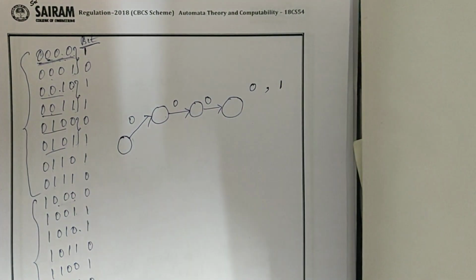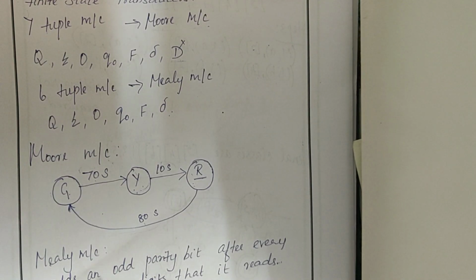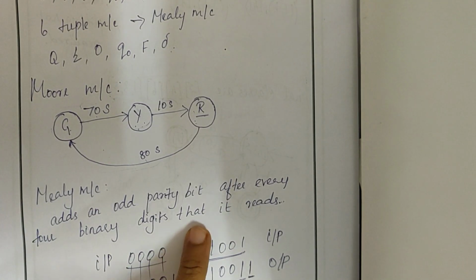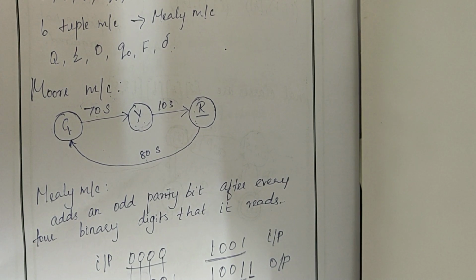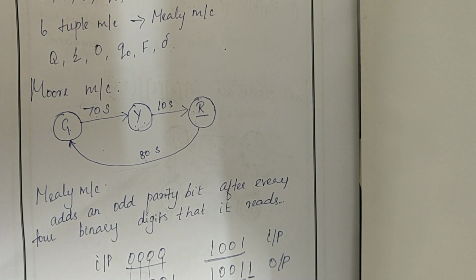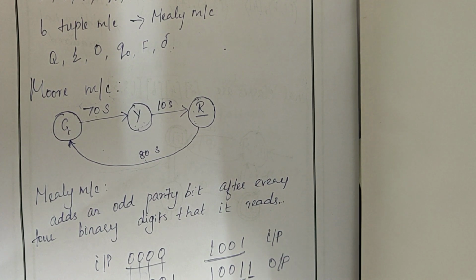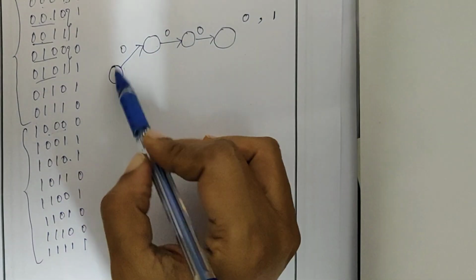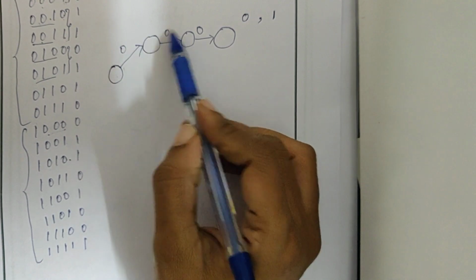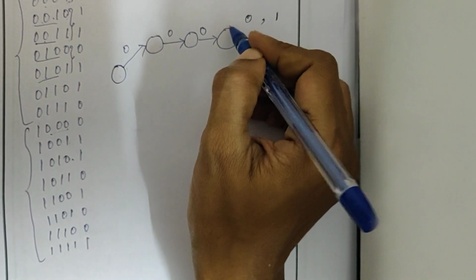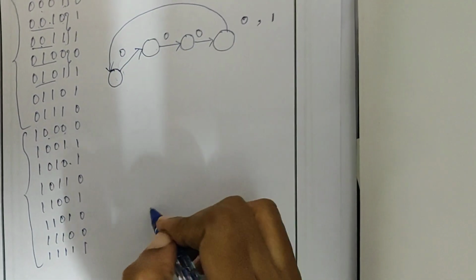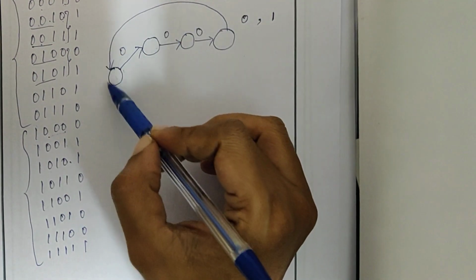So yeah, what is your question? It adds an odd parity bit after every 4 binary digits that it reads. It will read a 4-bit number, give you the output, and again it should be able to read the next 4-bit number and give you the output, right? This is what is expected in the question. So I am reading the first 4 bits 0 0 0 0, right? Again I'll come to my initial state to read the next set of 4-bit numbers. So I'll make a loop here, right?